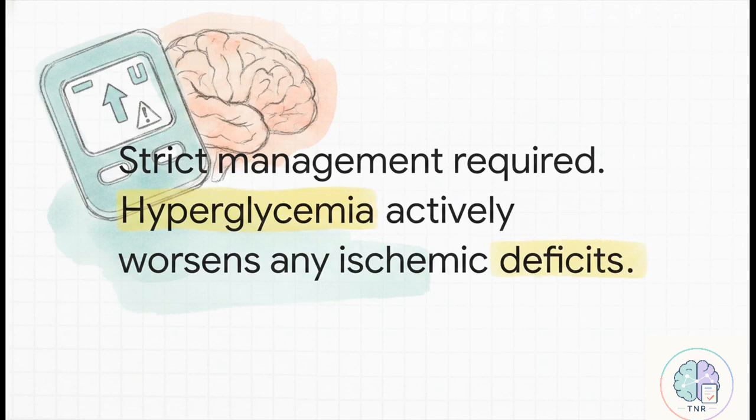For parameter 7, blood glucose levels, strict vigilance is absolutely required. You just cannot let the patient run hot on their sugars. If a patient experiences hyperglycemia, it actively and severely worsens any ischemic deficits the brain might suffer during the operation.